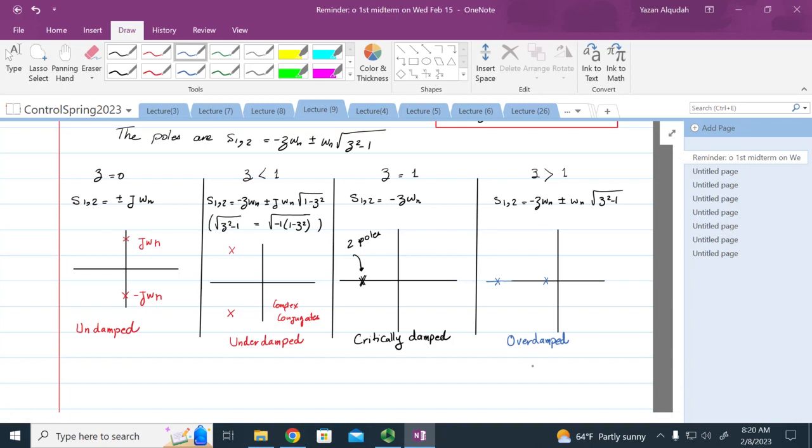Is that clear, everybody? So 4 cases, zeta equals 0. We're going to have our roots on the j omega axis. How does the response of this system look? Who remembers this from the lab yesterday?